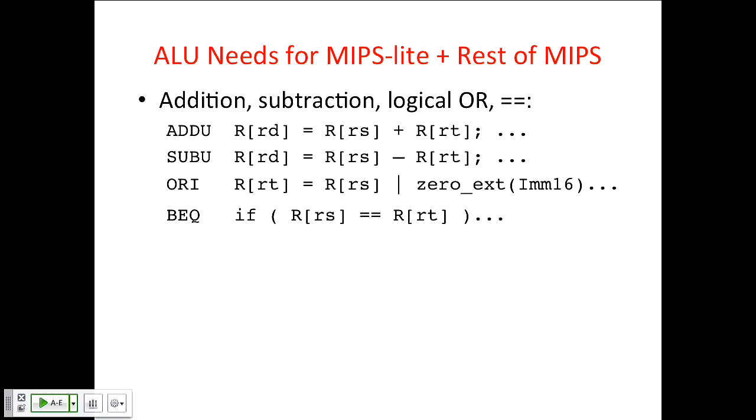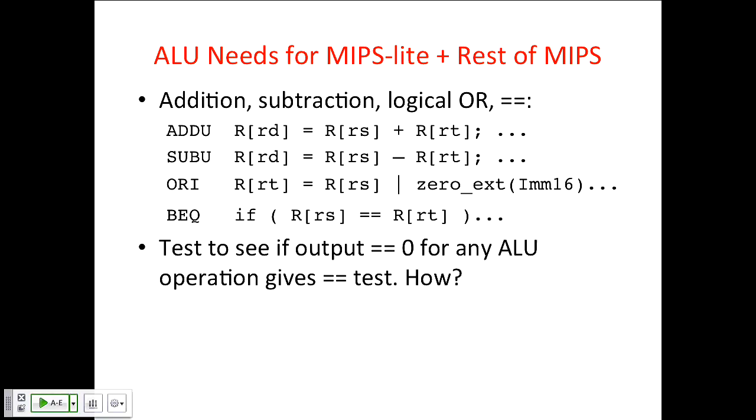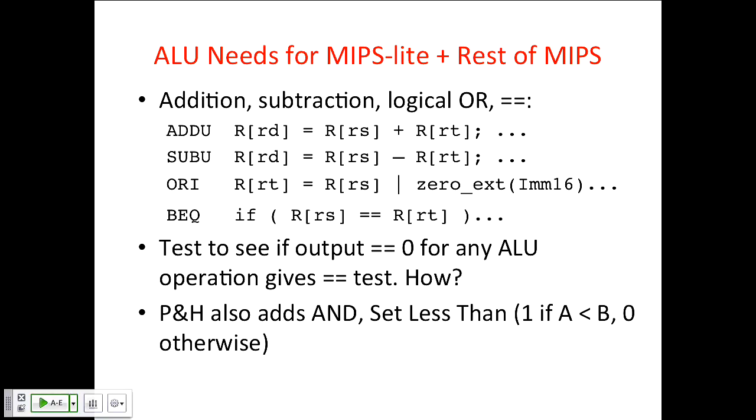Right, subtract them, then see if it's equal to 0. So you break it down into, well, I can use the subtract unit to get a value that'll be 0 if they're equal. And now all I need is a unit that says if this 32-bit number is all zeros. And that's what we're going to do here. And it's on the slide.